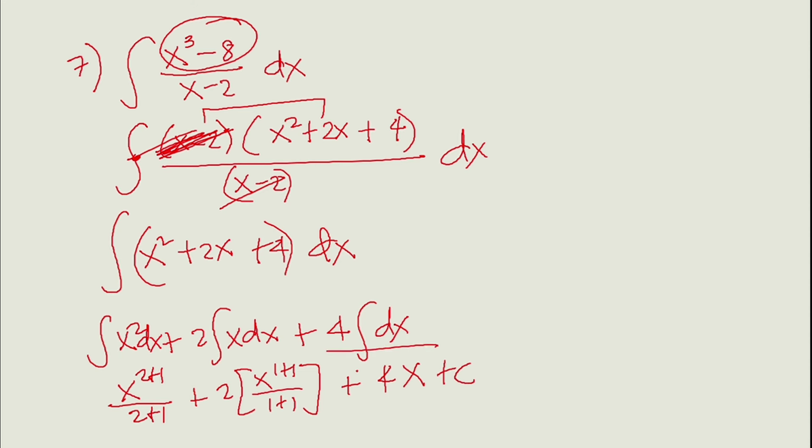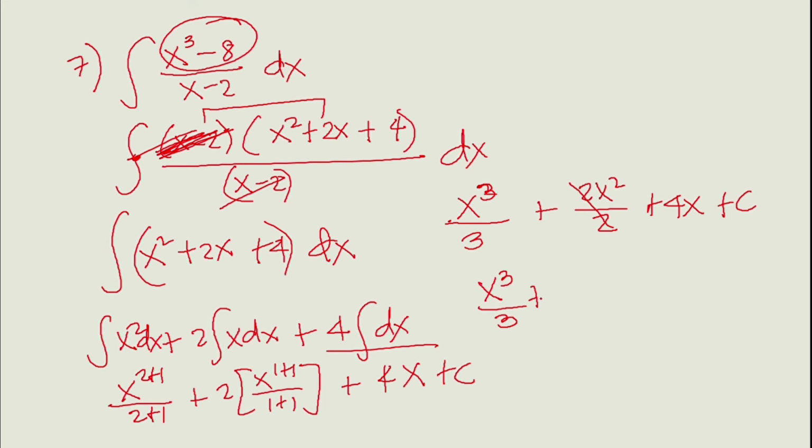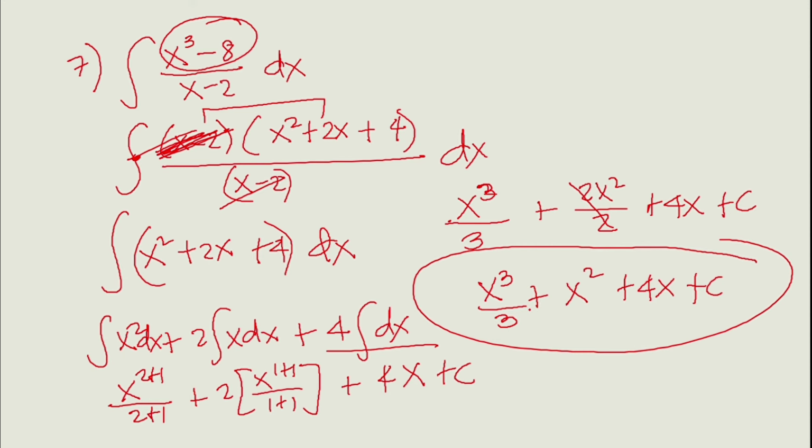Understood, this is the constant. So this is x cubed over 3 plus 2x squared over 2 plus 4x plus c. So we have x cubed over 3 plus x squared plus 4x plus c. This is the result for number 7. Now let's proceed with number 8.